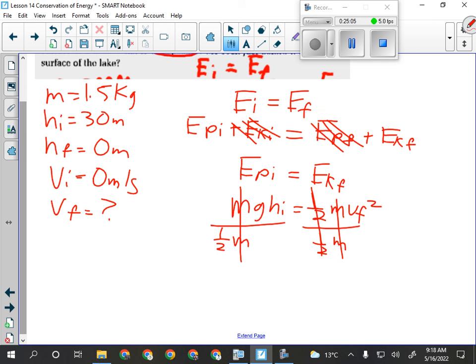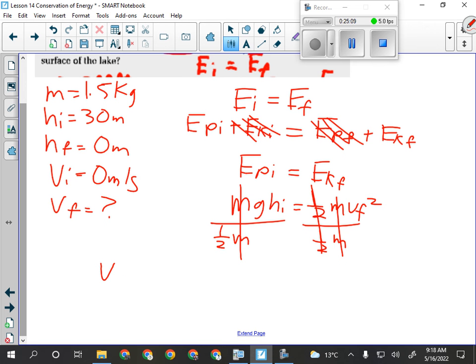Okay. Now that solves for VF squared. I just want VF, so what do I have to do? Square root it, right? Okay, this is just like what we were doing last week. Okay, so that's going to be the square root of GHI divided by 1/2.